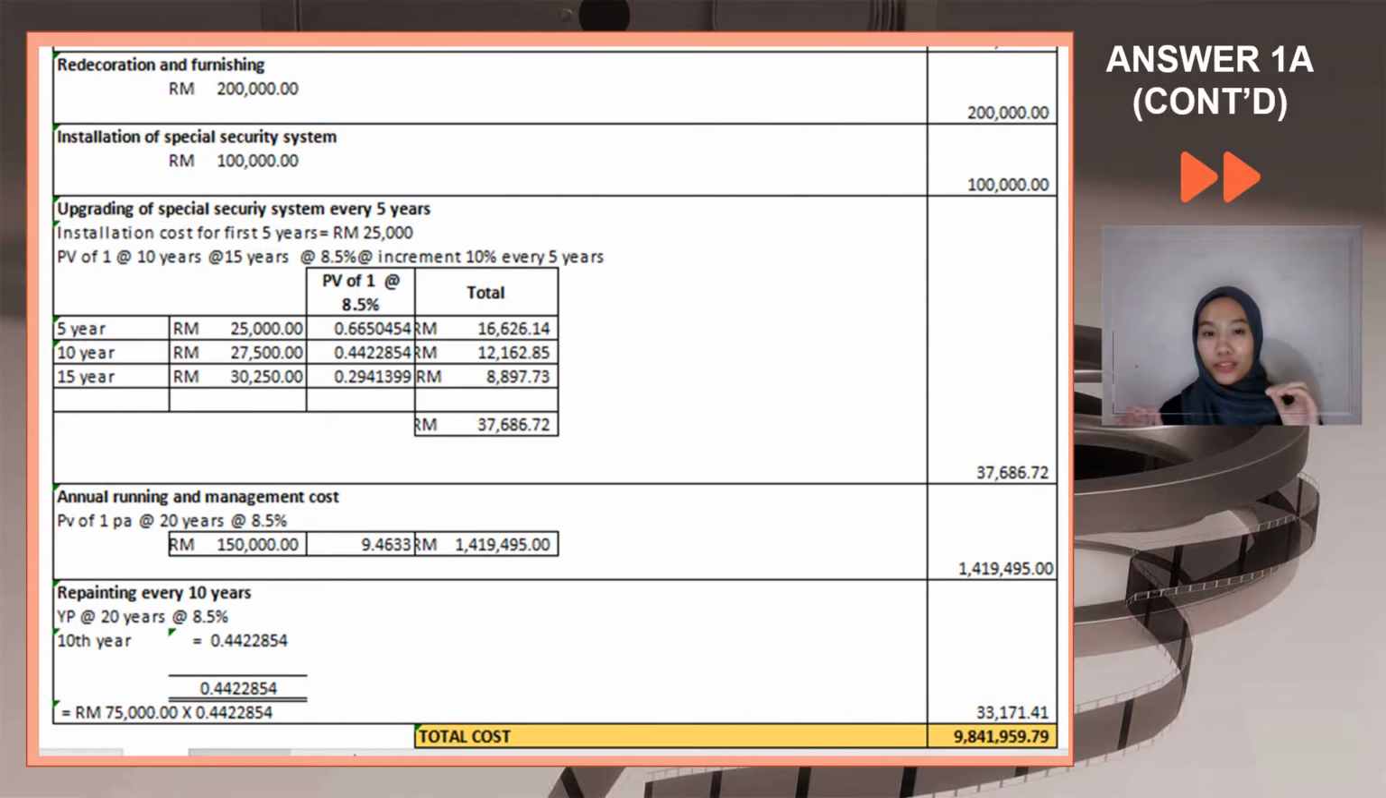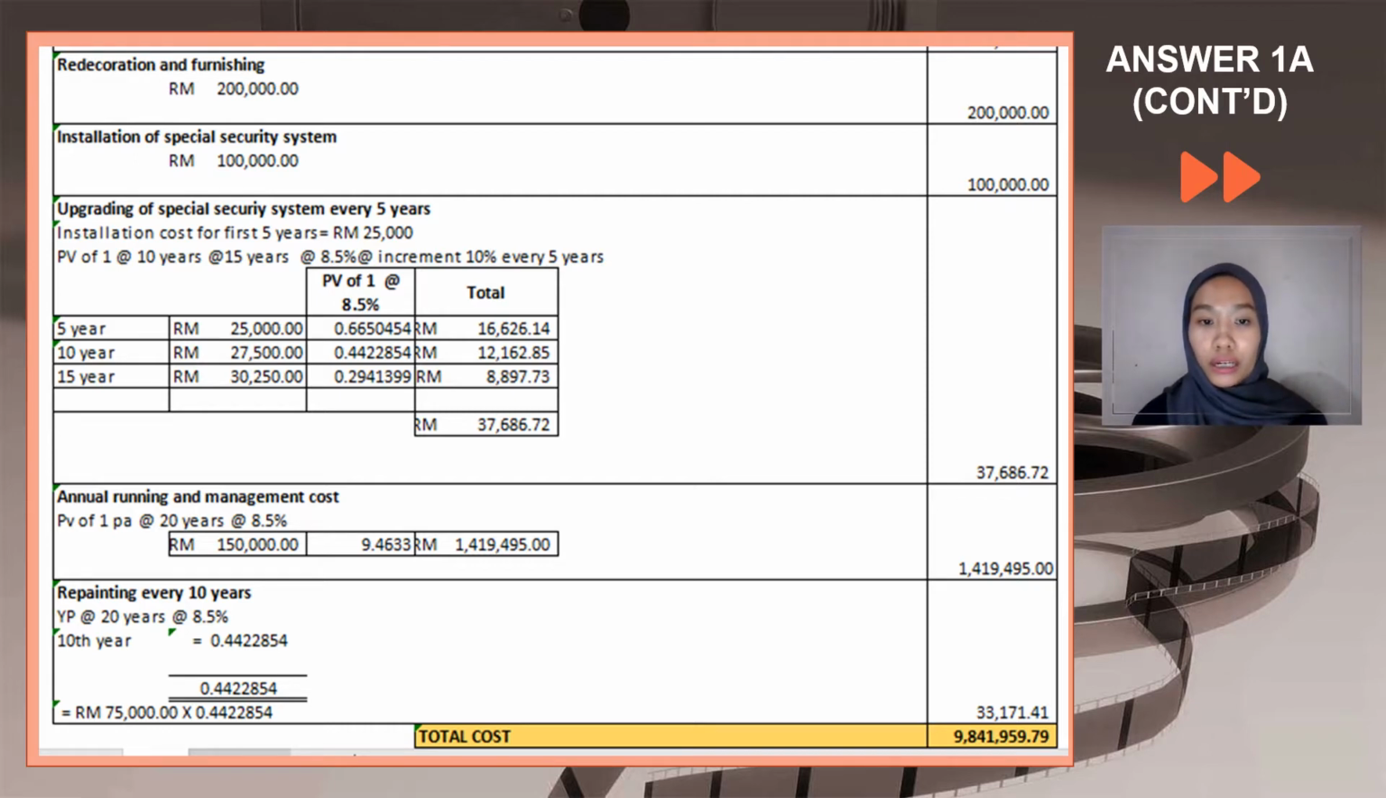Next, proceed to the redecoration and furnishing. The cost is 200,000. The installation of the special security system is 100,000. Next is the upgrading of the special security system. It needs to be reviewed every 5 years. The first year is 25,000, but they also include an increment of 10% every 5 years. So you have to add the 10% increment for the following 5 years.